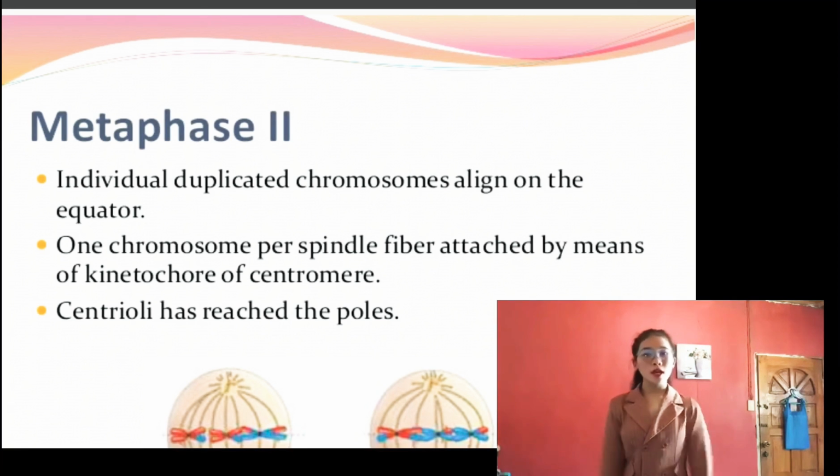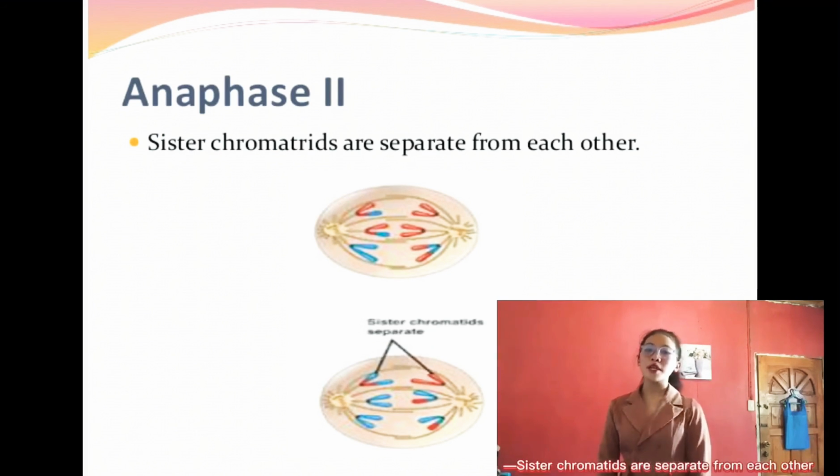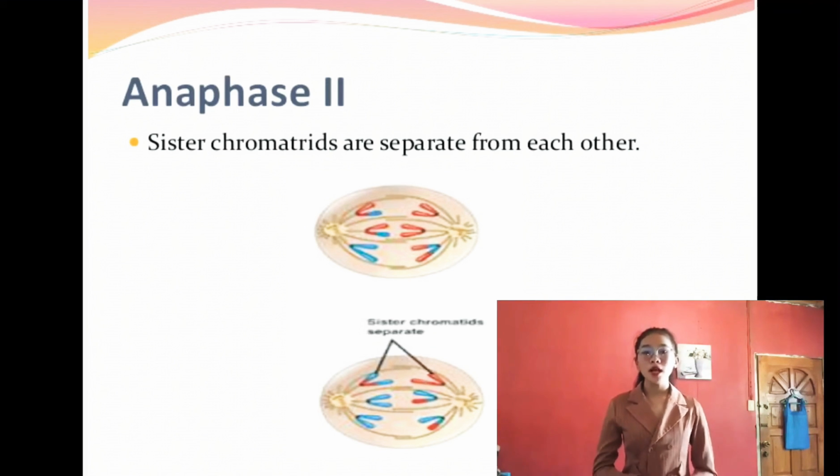Let's proceed to topic number 3. Topic number 3 is anaphase 2. Sister chromatids are separated from each other. Anaphase is a very important stage of cell division. It ensures that duplicated chromosomes, or sister chromatids, separate into two equal sets. This separation of chromosomes is called disjunction. Each set of chromosomes will become part of a new cell.